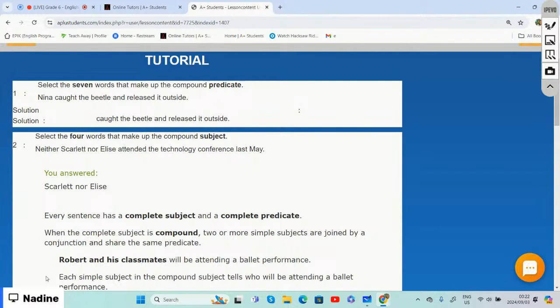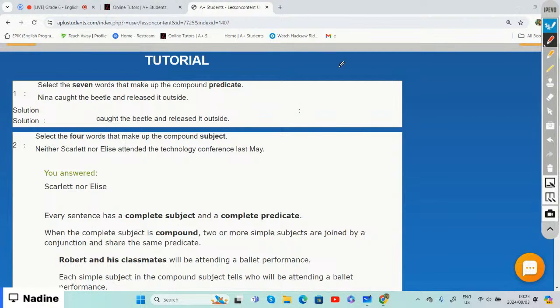And if we were to select the 7 words that make up a compound predicate, remember it's a predicate. It's basically the verb and its words. If we were to identify the verb plus all the other words, then we would say it is caught the beetle and released it outside. That is our predicate.